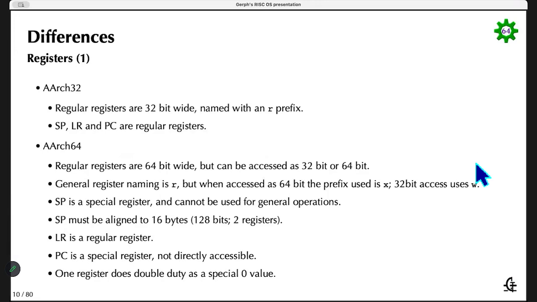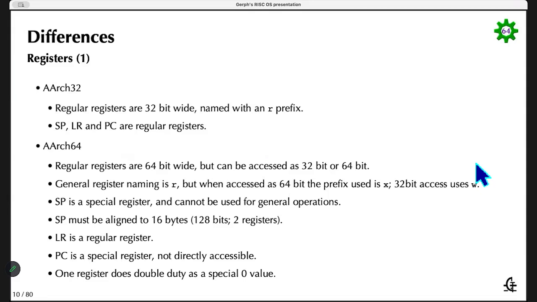Registers. Okay, so I think we probably all mostly understand what the register set is like on 32-bit. They're 32-bit wide, and we name them with an R prefix. There's also the stack pointer, the link register, and PC, which are regular registers. They're R13, 14, and 15.